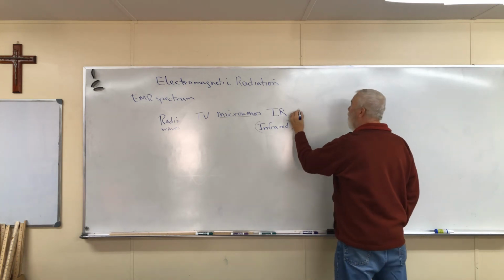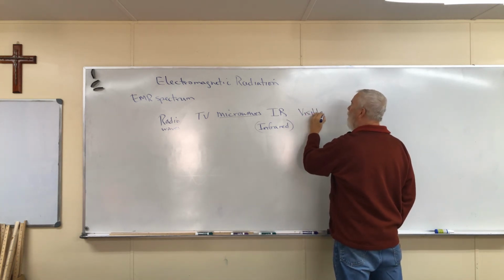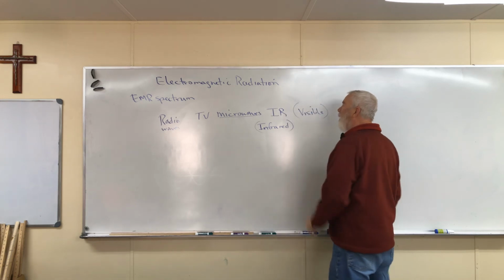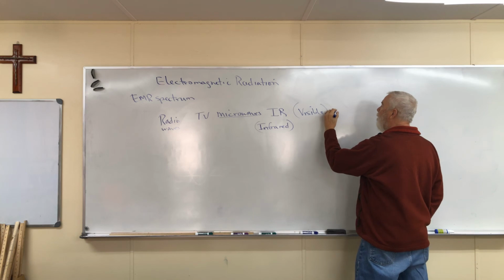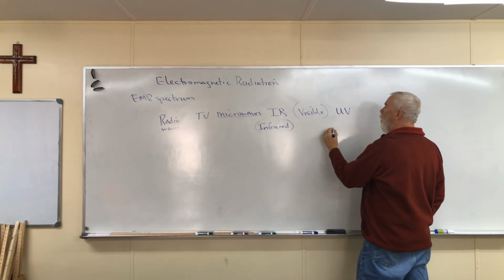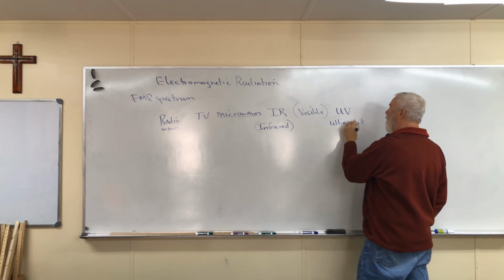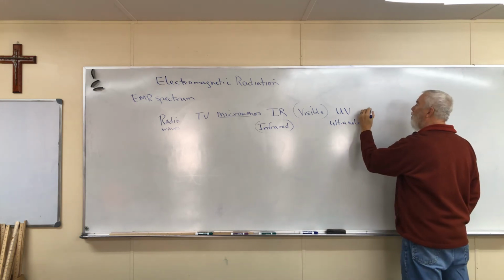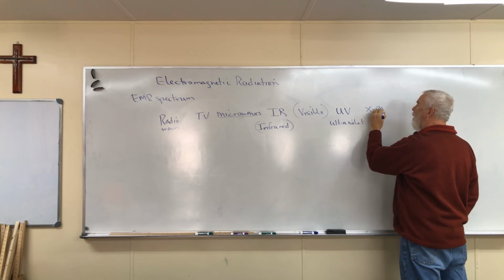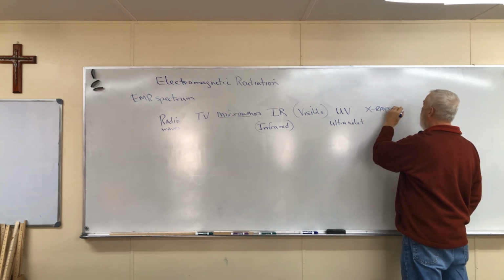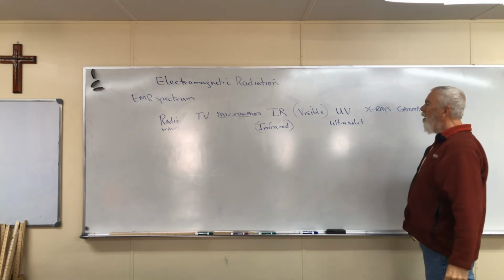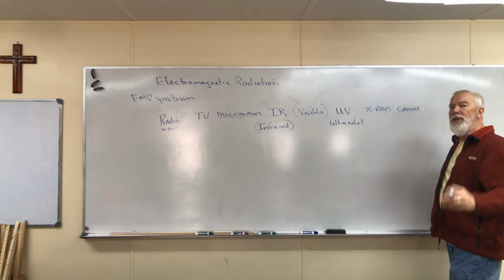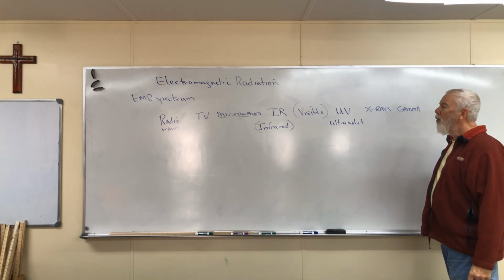And then the visible light spectrum is that part which we actually can see. And then after visible, there is UV, which stands for ultraviolet. And then past ultraviolet is X-rays. And out past X-rays is gamma. I hope that that is visible on the screen there from where you're watching this.